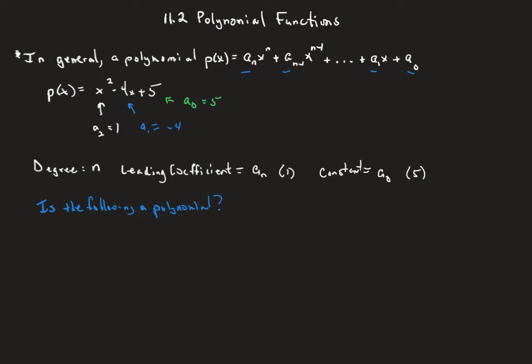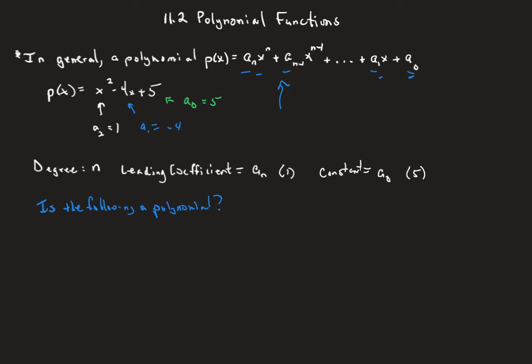And a polynomial, as we can see up here, can only involve powers of x that are positive integers. So you could have an x to the 0, you could have x to the 1st, you could have x to the 10th, you could not have x to the 1/2, you could not have an x to the negative 2. That would not be a polynomial.